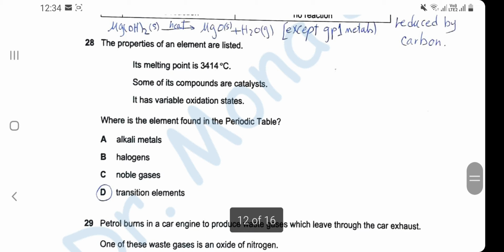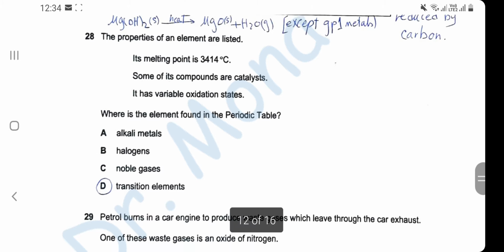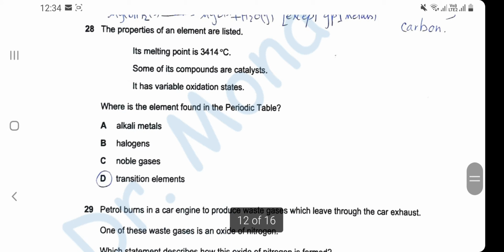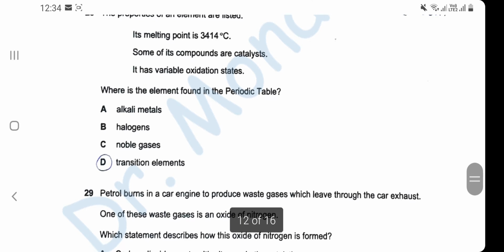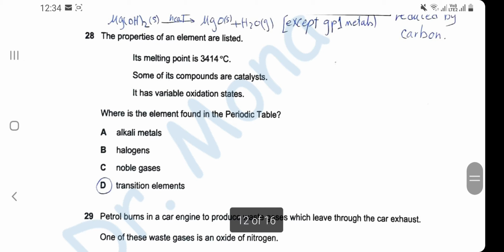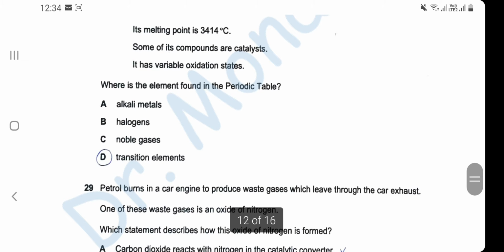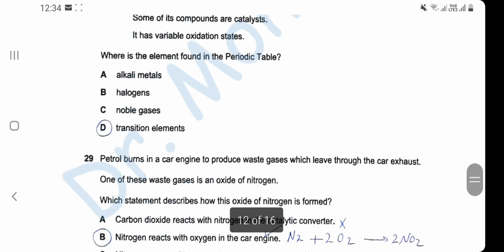28. The properties of an element are listed. It has a melting point of 3414, which is a high melting point. Some of its compounds are catalysts, and it has variable oxidation states. And these are the properties of transition metals: high melting and boiling points, some of its compounds are used as catalysts, and variable oxidation states. So we have to choose the answer D, transition metals or transition elements.